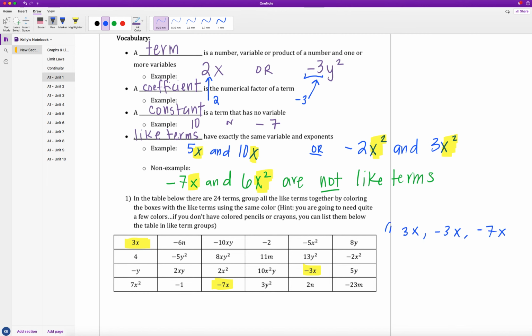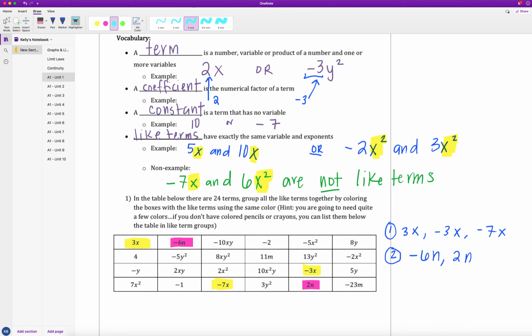So there's our first group. Let's go find our second group. I'll do this in pink. I'll just go to the next box over, so -6n. I want to find any other like terms with the negative 6n. I see this 2n down here, and I believe those are the only two. So if I list that, our second group, which are like terms, would be negative 6n and 2n.